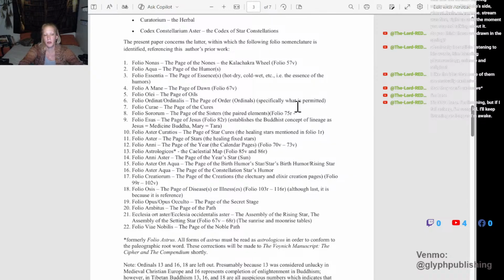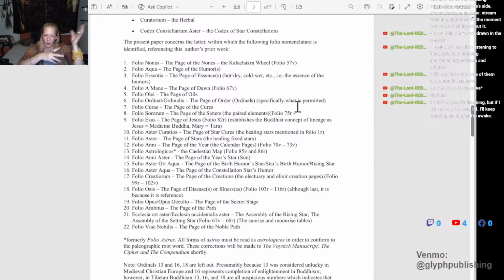There, we got Folio Isus, of course, the page of Jesus. Folio Aster Curatios, the page of star cures. Folio Aster, the page of the star. Folio Ani, the page of the year, meaning all of the zodiac signs. Folio Astrologicos, the celestial map. Folio Ani Aster, the page of the year star. Folio Aster constellation star humor. Folio Creatiorum, the page of the creations. That's where you start seeing all of the roots being drawn with these little jars and stuff like that. That's Folio Creatiorum. Okay. Folio Osis, the page of disease.